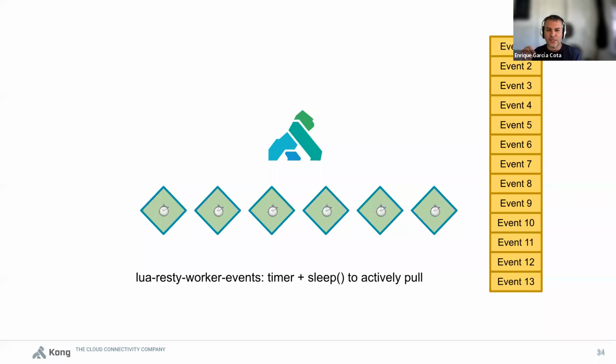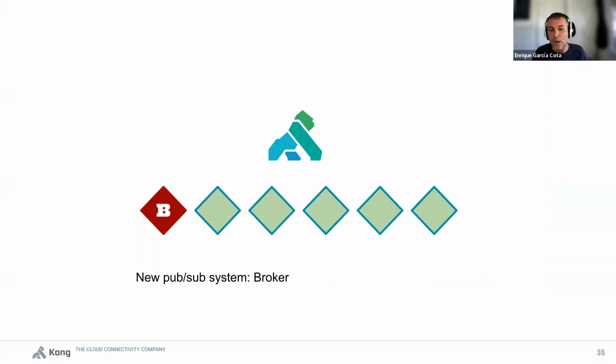On top of that, there is the fact that we were using an active pull mechanism. Every worker would have a timer inside, and that timer would periodically go over the shared dictionary list to see if there was anything new that they would have to read. And that is not an ideal way to do this. There is a better, well-known system to do this kind of thing. It's called pub/sub, or publish subscribe.